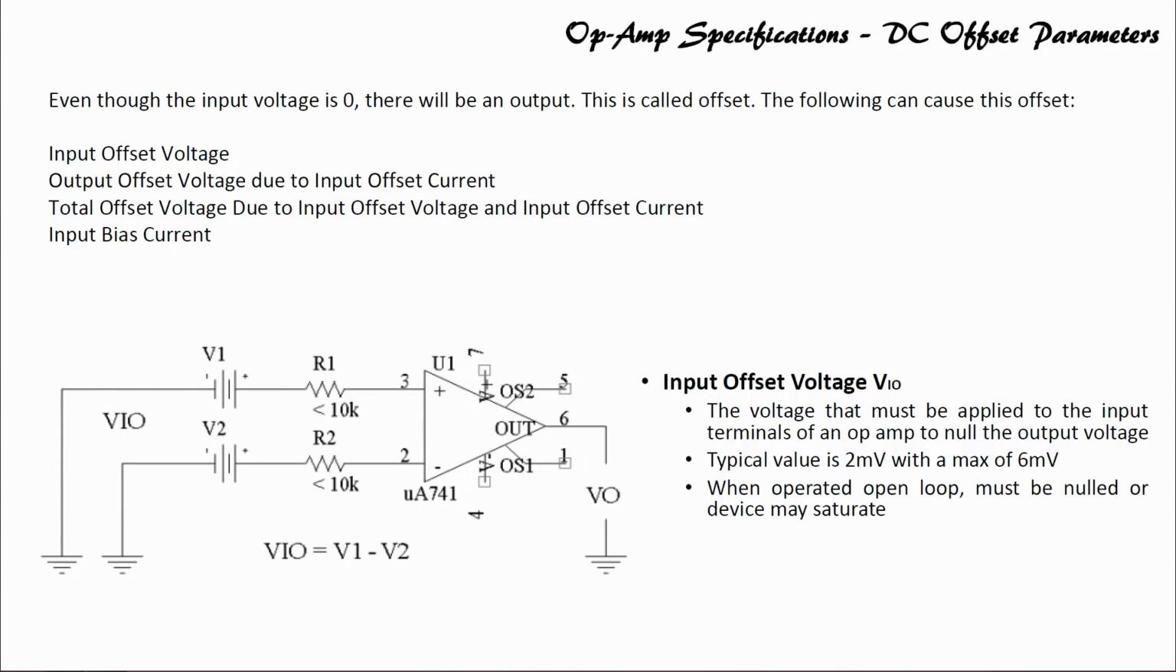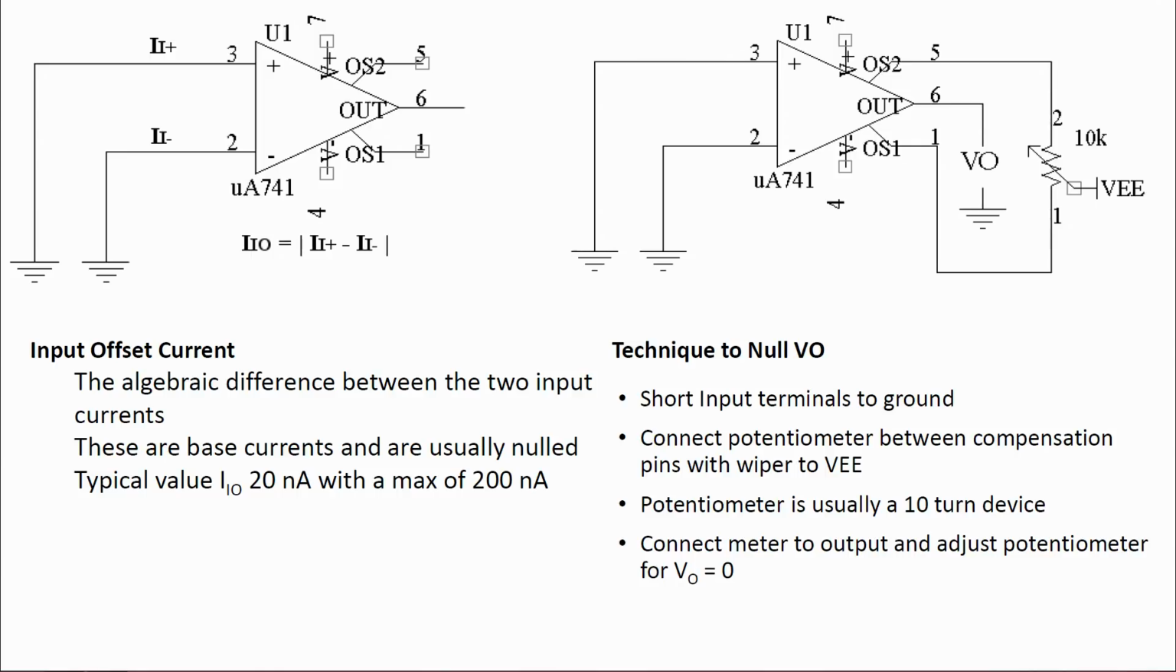Input offset voltage we already discussed, input offset current, the algebraic difference. What is the technique to null the output voltage? You see, when we short the input terminals 2 and 3 to ground, practically the output voltage should be 0. But it is not 0. So we have to make it 0, that is called nulling the output voltage.